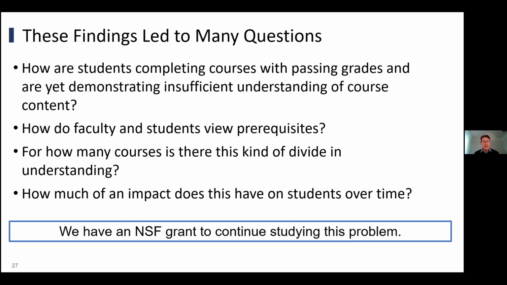All right, so that actually wraps up the second group of work, and that's our project studying prerequisite knowledge. And so maybe we could open up the floor for questions on this one as well.